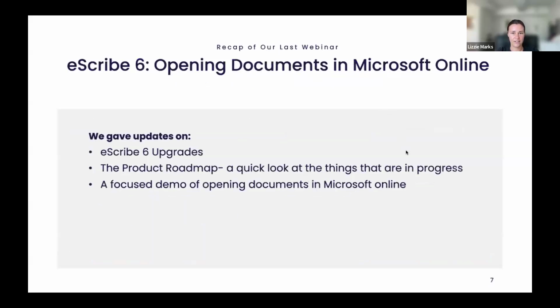Okay. A quick recap of our last webinar. We went over how you can open documents in Microsoft Online. We gave you a couple updates on our eScribe 6 upgrades and the progress there. We also touched on the product roadmap and took a look at what things are in progress and coming up next and in development. And we gave you a live demo of how you can open those documents in Microsoft Online and how that works inside of eScribe 6.